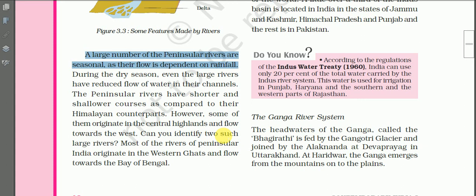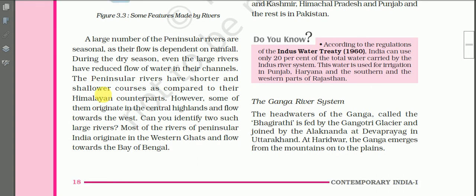Okay, so during the dry season, even the large rivers have reduced flow of water in their channels. Large rivers like Narmada, Godavari, these rivers also have reduced volume of water in their channels. That means these rivers are mainly fed by the rainwater. So another point of difference is that the peninsular rivers have shorter courses. Short, Himalayan rivers long, okay, and shallower valleys as compared to their Himalayan counterparts.